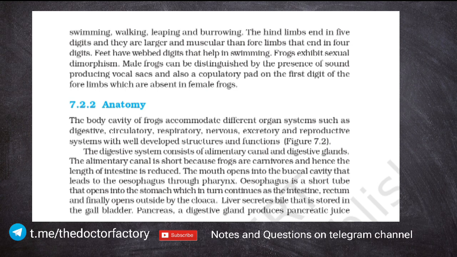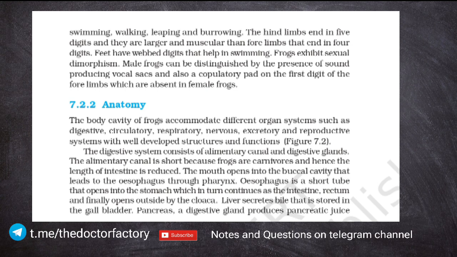7.5.2 Anatomy. The body cavity of frogs accommodates different organ systems such as digestive, circulatory, respiratory, nervous, excretory, and reproductive systems with well-developed structures and functions. The digestive system consists of the alimentary canal and digestive glands. The alimentary canal is short because frogs are carnivorous and hence the length of the intestine is reduced. The mouth opens into the buccal cavity that leads to the esophagus through the pharynx.